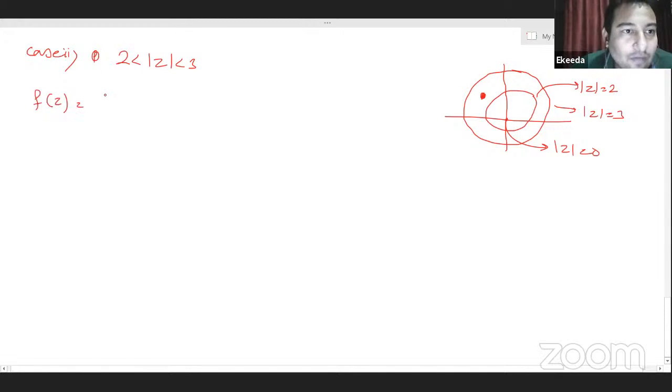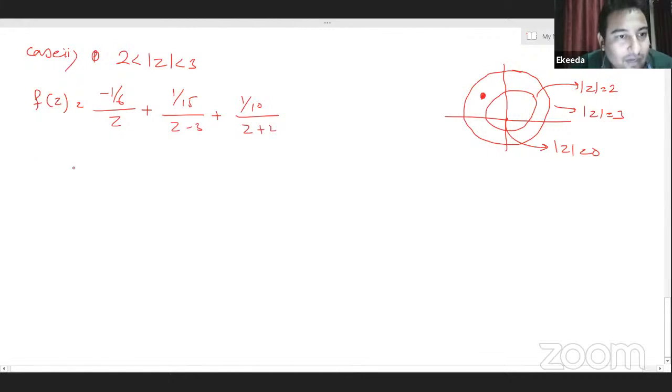So what is the given function? F of z equals minus 1 by 6 upon z, plus 1 upon 15 into z minus 3, plus 1 upon 10 into z plus 2. Let us start. See, the first term will remain as it is, always fixed. I'll tell you why in a little while once we're done with the problem.